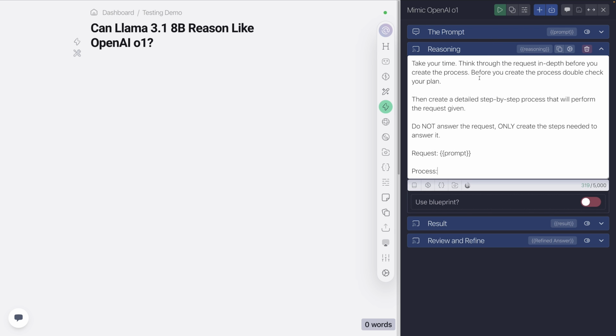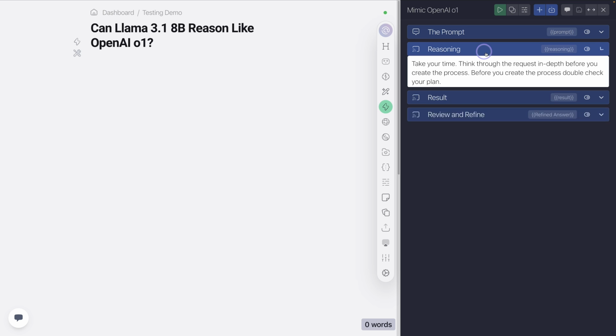Next, we have our reasoning step. Basically, it's telling the model to take its time to think through things and to create a process. It's not intended to create the answer yet in this step, although sometimes this tiny Llama model doesn't realize what the instruction is and does try to provide the answer here. But it's just intended to give us the process, the steps needed to get the correct answer no matter what the question is. It's not intended purely to answer the strawberry question, right?